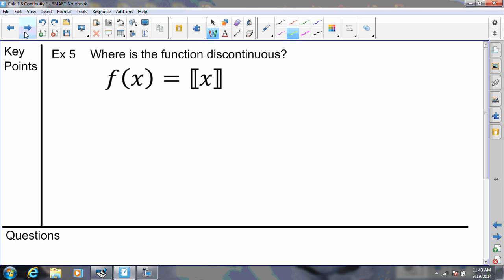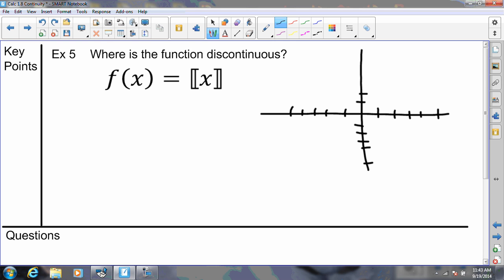What about the greatest integer function? Where is it discontinuous? Remember what the graph looks like? The graph of the greatest integer function, our catalog of essential functions. We have to know lots and lots of functions. It was a step function. I can't seem to get this drawn correctly. The greatest integer above 0 is 0, so we would have an open circle, closed, open to closed, open to closed.